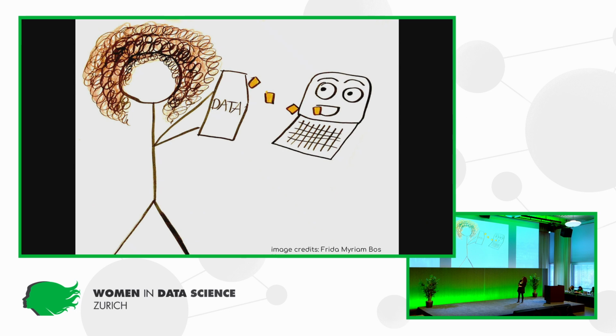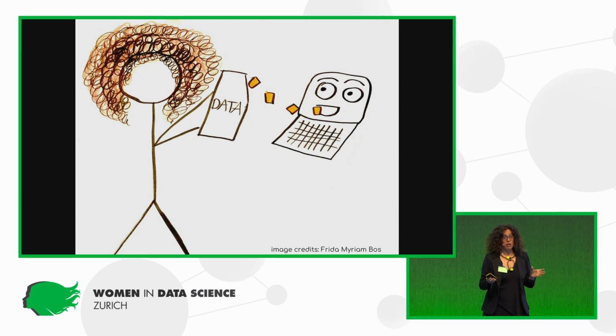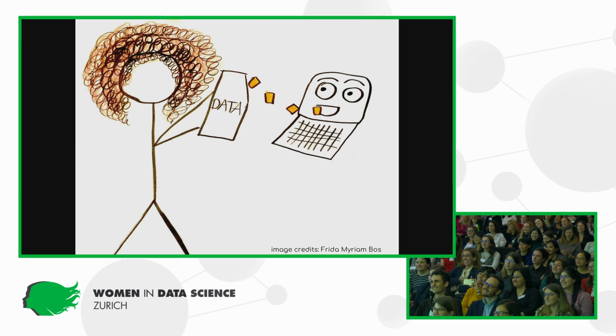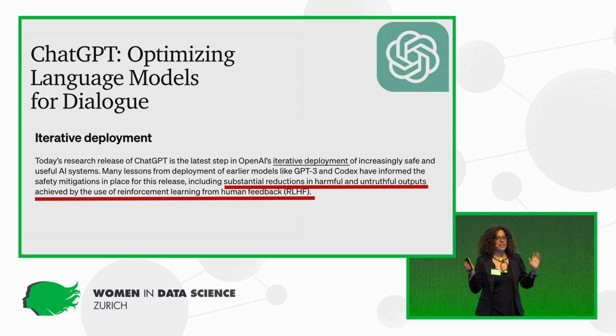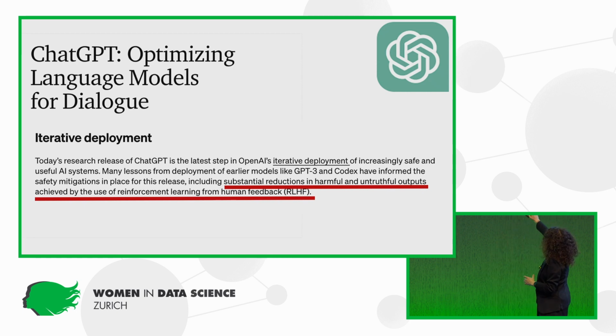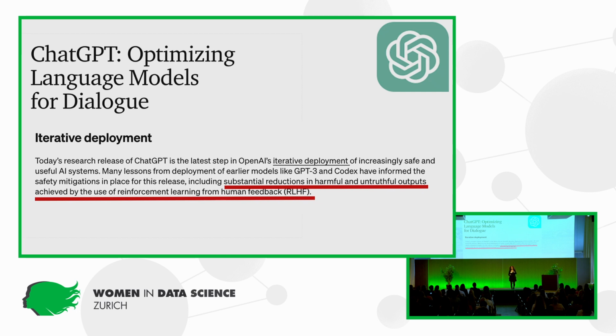Now, what's the problem? I probably don't need to tell you this, and of course it's not the only problem, but a lot of the problem is data. I really wanted to use this picture because my daughter made it, so I love it. I'm actually using it even twice. Then ChatGPT came at the end of November, with a pretty complex architecture, which at its core still has language models, the same that are also used by Google Translate, DeepL, and so on. They are enriched with other aspects, and there's also the human feedback loop. They say that substantial reductions in harmful and untruthful outputs were achieved by the use of reinforcement learning from human feedback. So the idea is that certain biases, certain harmful content should not be there anymore.